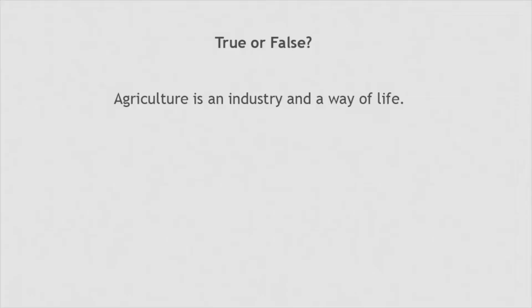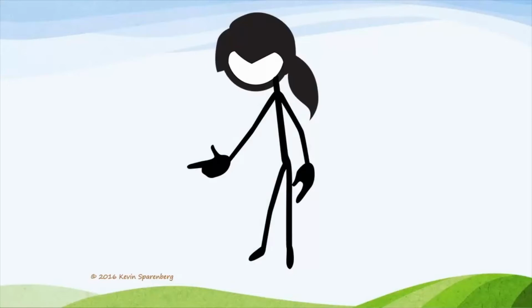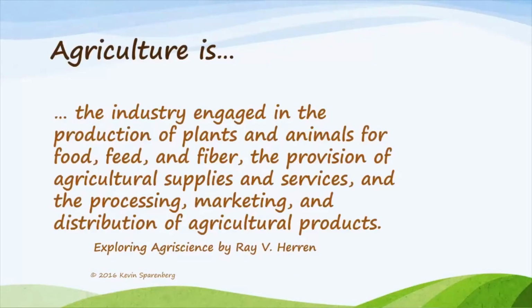Let's try another. True or false? Agriculture is an industry and a way of life. True, agriculture is a business and also a way of life.